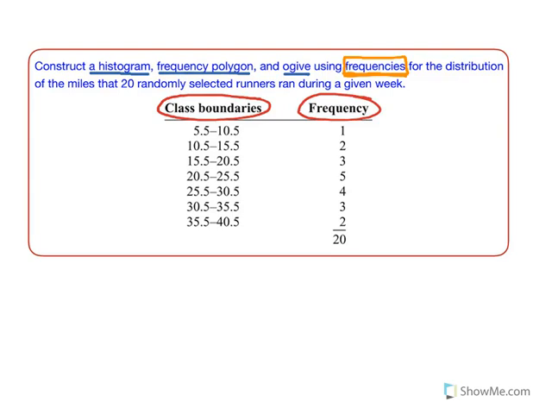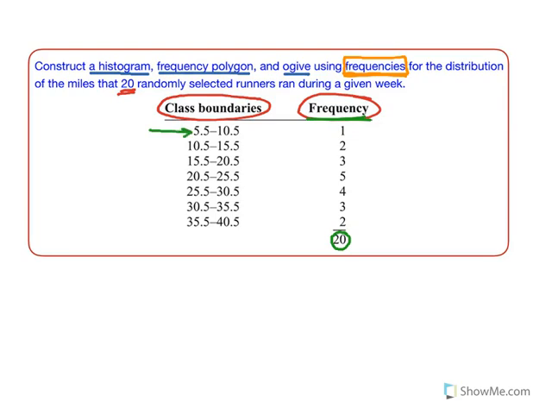The question is actually about the distribution of the miles that 20 runners ran during a given week. So for example, just to understand this question better, this number 5 means that 5 runners ran between 20.5 and 25.5 miles during a given week, and so on for the others. Of course, if you add up all the numbers in the frequency column, you'll get the total number of runners, which is 20.